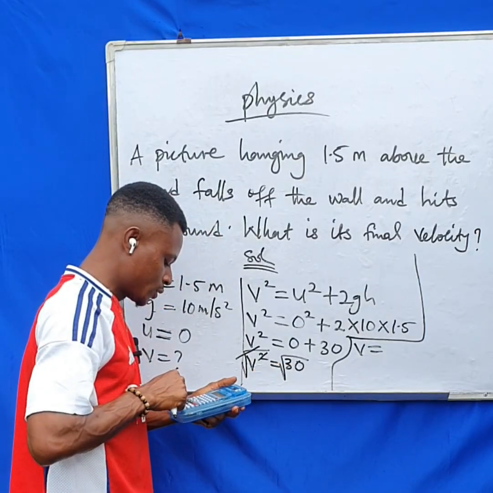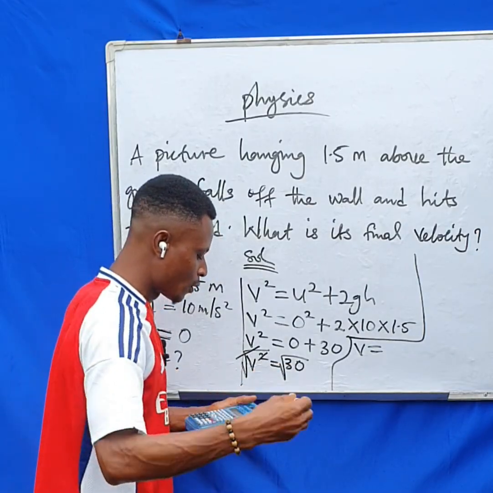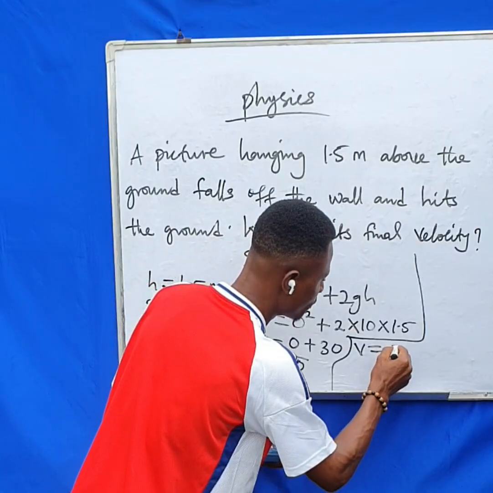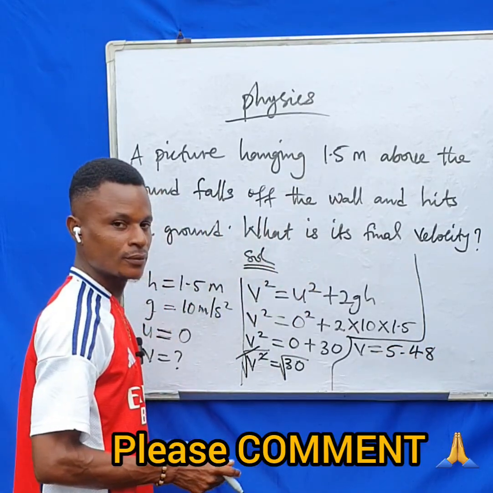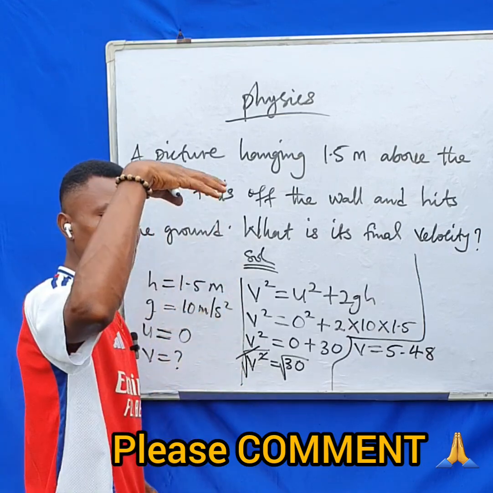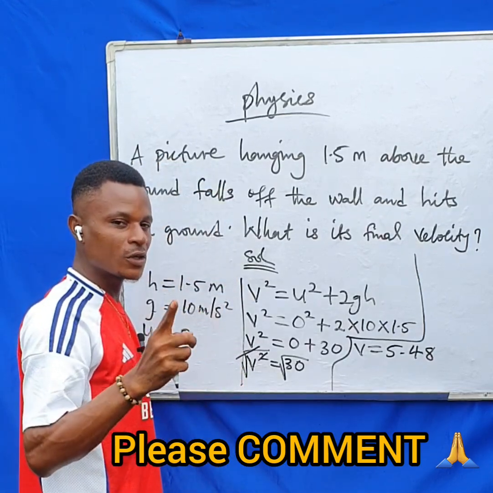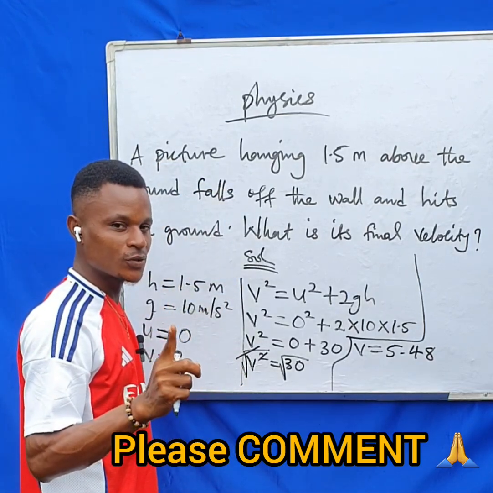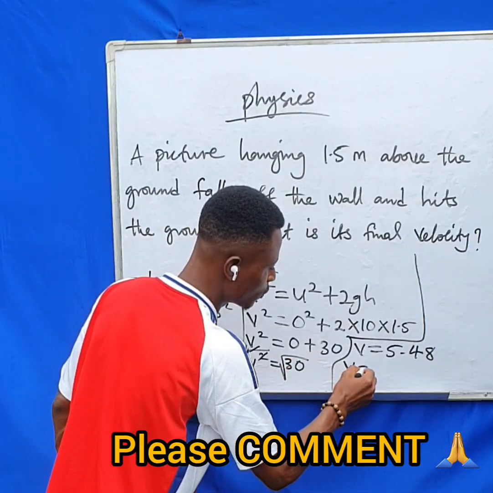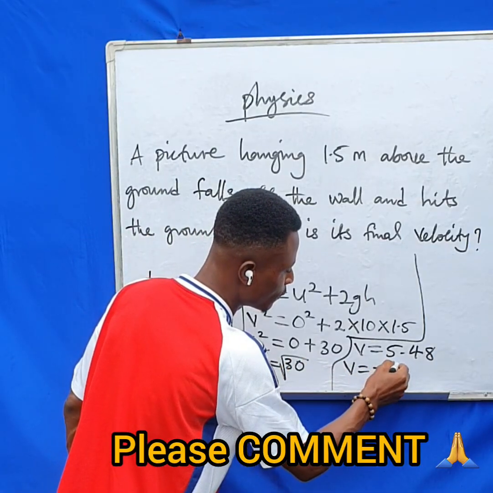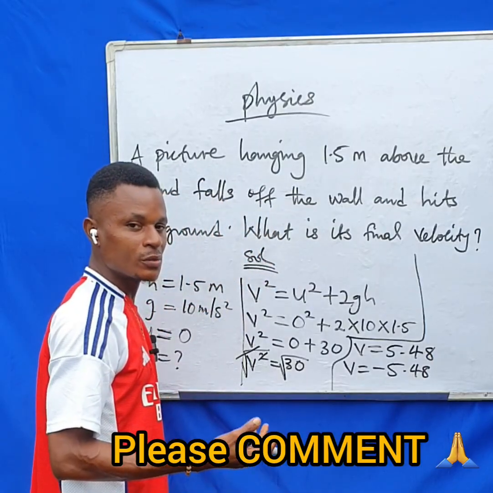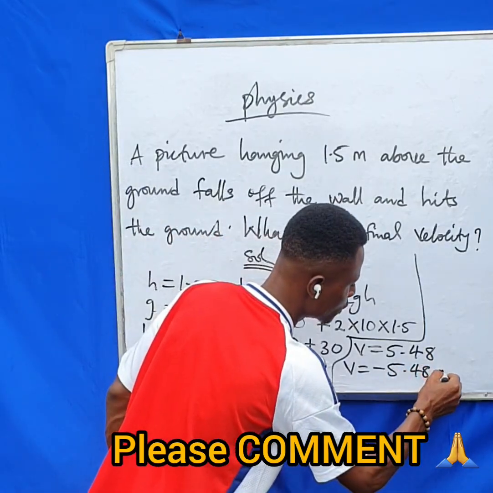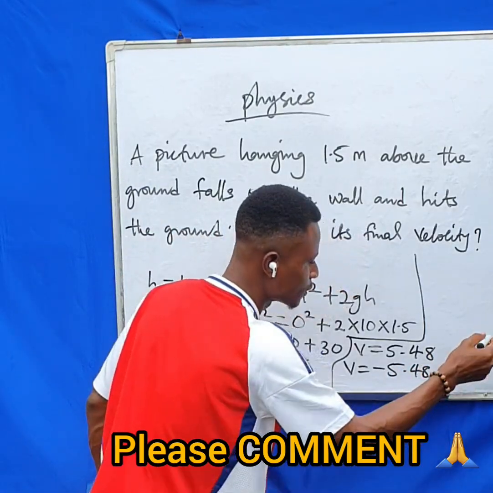The square root of 30 is equal to about 5.48. Now, because the picture is falling down, the final velocity is going to have a negative sign. Take note. So you can say that v is equal to negative 5.48. The SI unit for velocity is meters per second. So we put our meters per second, and this is the answer to this question.